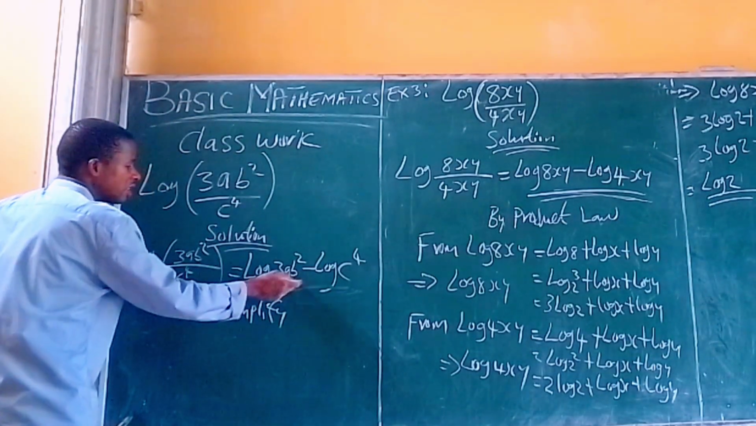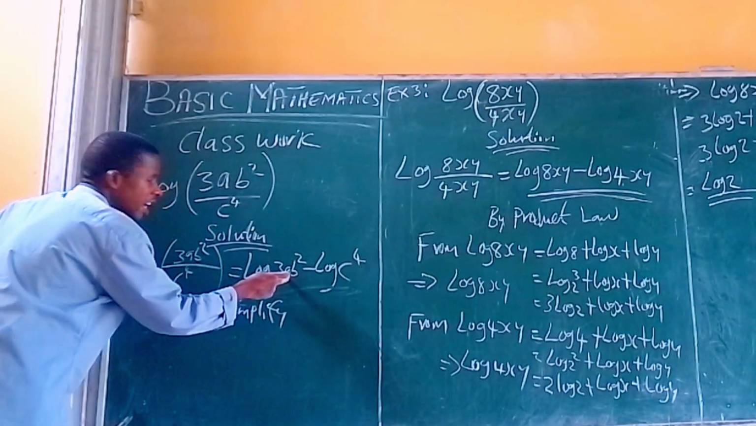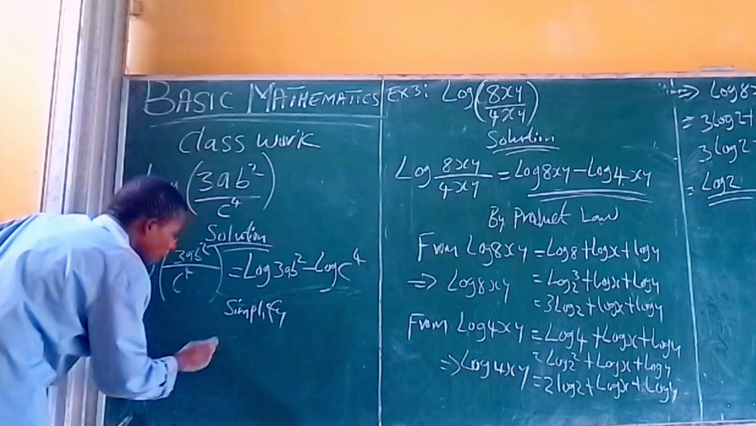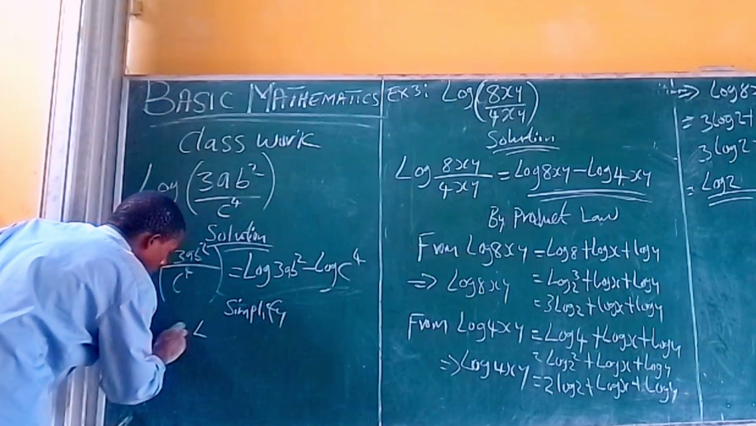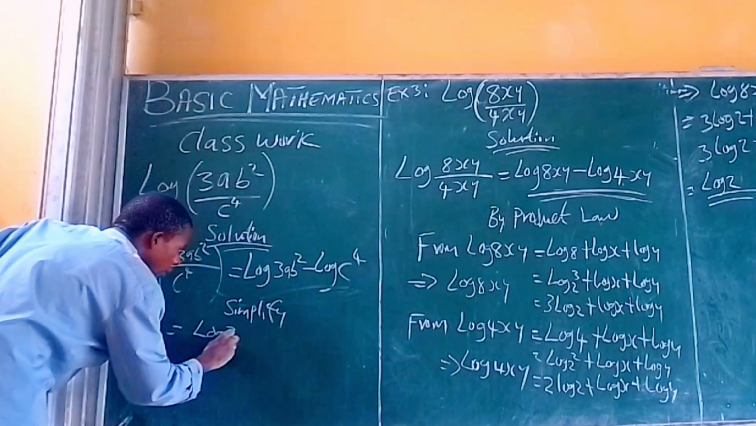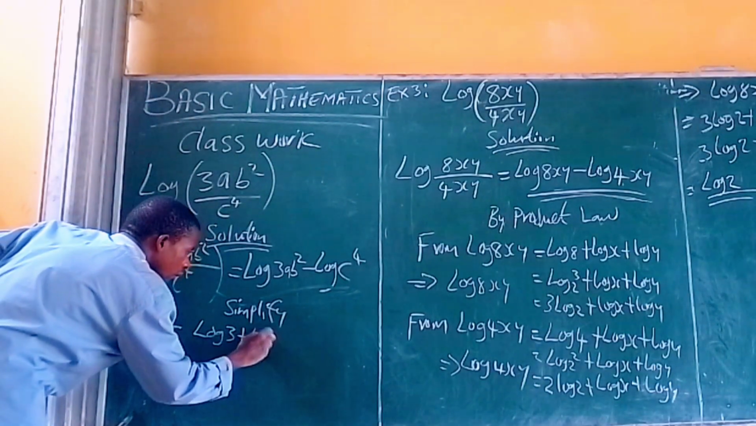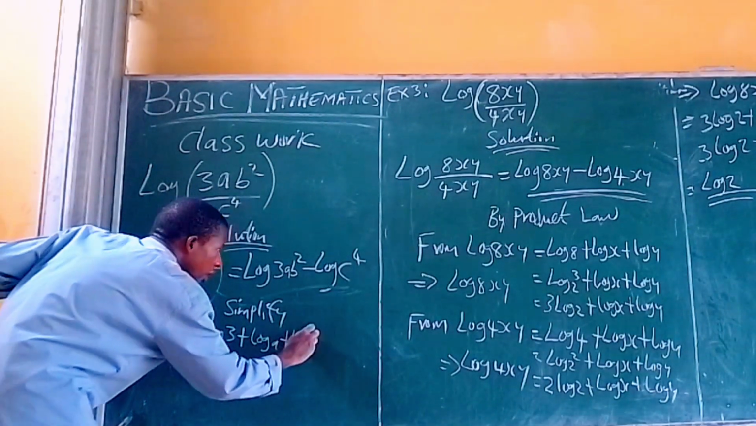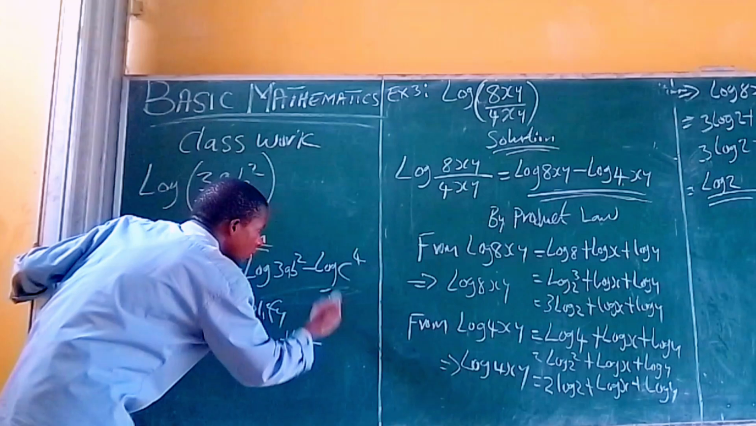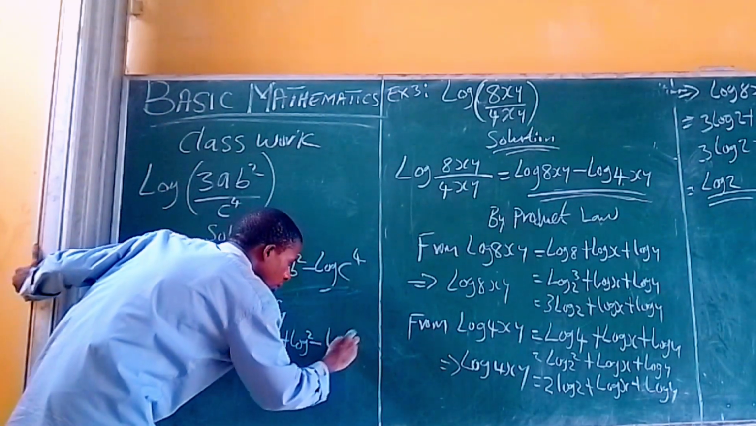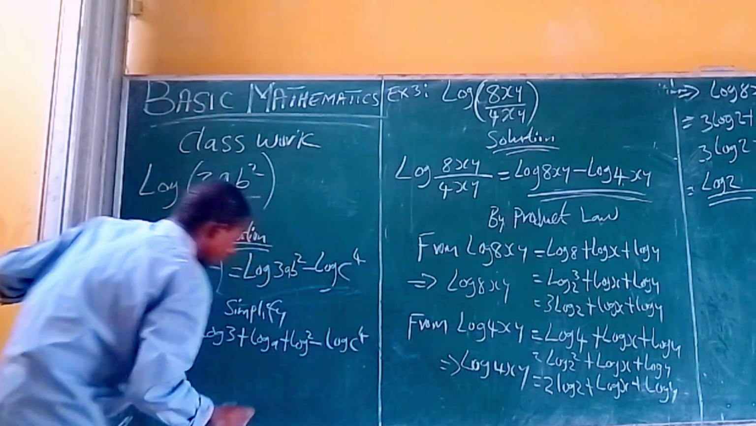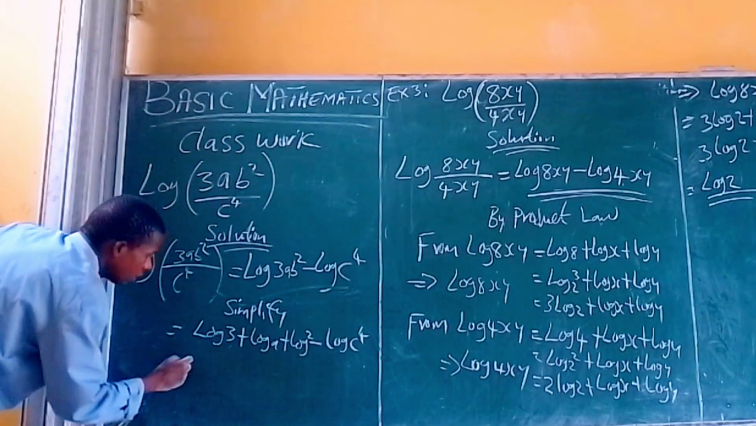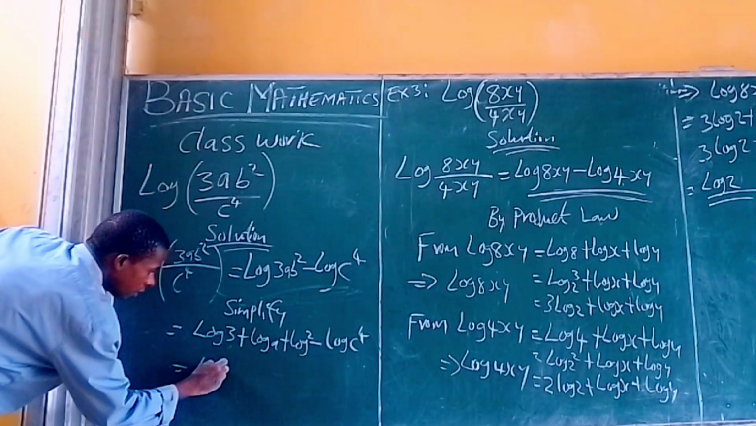Now, for us to simplify this, we have what? This is already in the form of a product, right? They are multiplied themselves. So we have log of 3 plus log a plus log b squared, this square, right? Minus log c raised to power 4. Now at this point, this is already in a common form, right?